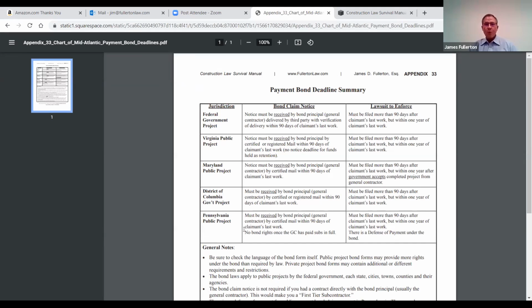Most states, perhaps all 50 states, have adopted a public bond statute that's very similar to the federal Miller Act, and those are usually referred to as Little Miller Acts. Virginia has a Little Miller Act, Maryland has a Little Miller Act. District of Columbia does. As a matter of fact, it is identical to the federal Miller Act. There are some differences between the federal and most other states, minor differences that we will discuss at the end of our seminar today.